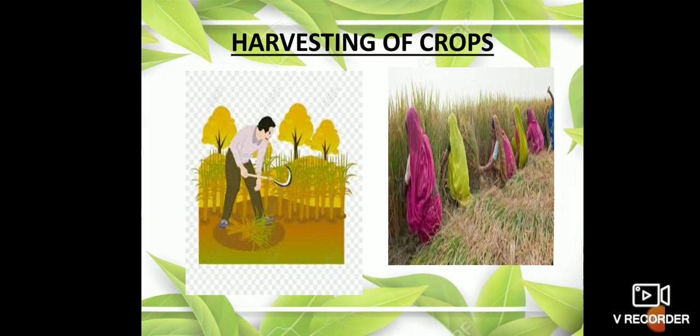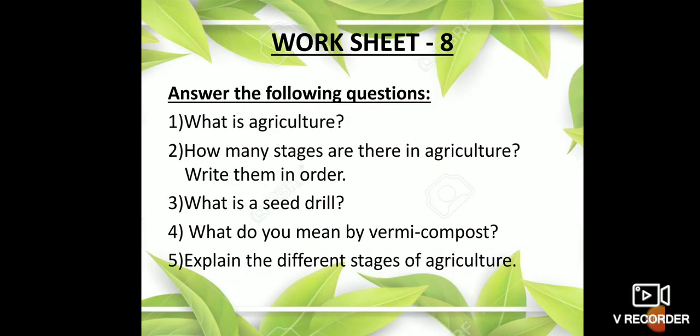I hope you have understood the session, children, and based on today's session, a worksheet follows. So in the worksheet, what all are there? Answer the following questions. First one is, what is agriculture? Second, how many stages are there in agriculture? Write them in order. Third one is, what is a seed drill? Fourth one is, what do you mean by vermicompost? Fifth one, explain the different stages of agriculture. Just solve it, go through it, understand it and preserve it properly, children.